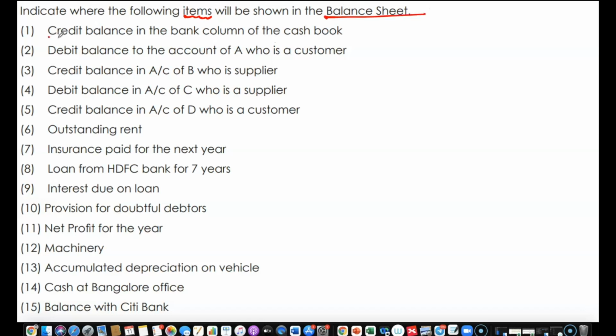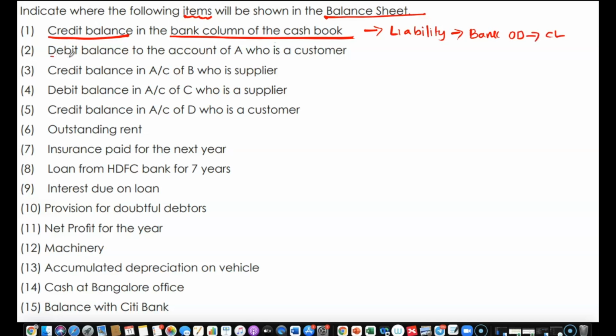To start with, credit balance in the bank column of the cash book. Generally the cash book will have a debit balance, meaning it's an asset. If it has a credit balance, then that indicates it is a liability. And here the credit balance is in the bank column. So this credit balance in the bank column is basically a liability, which may be a bank overdraft. So this has to be shown under current liabilities in the balance sheet.